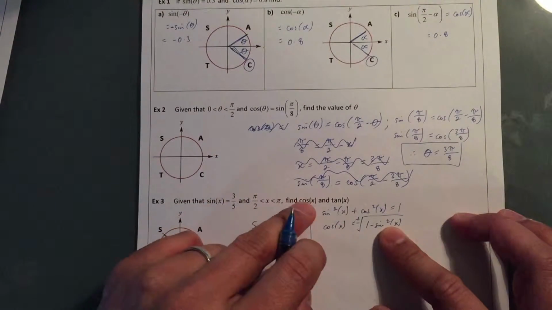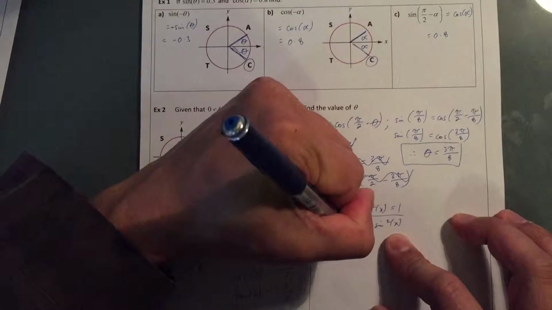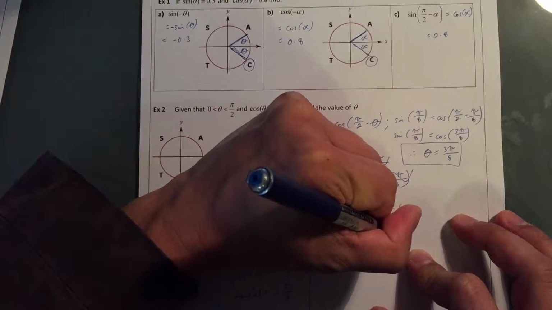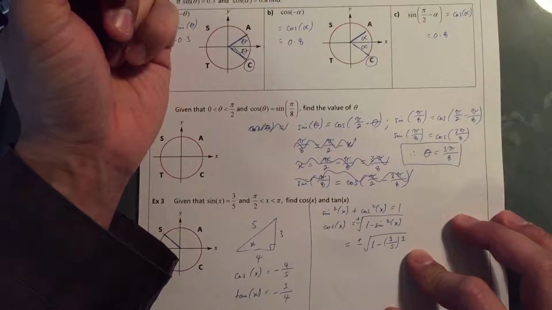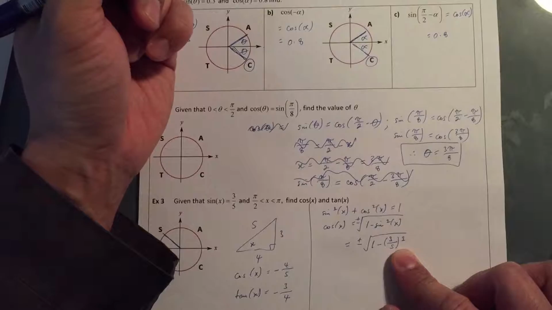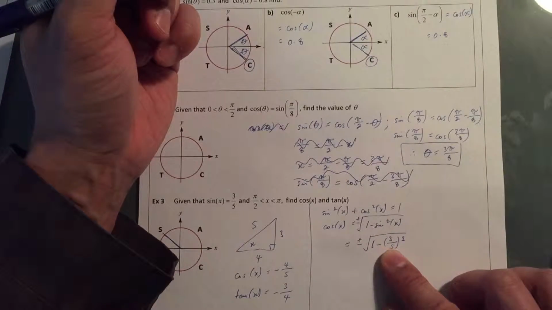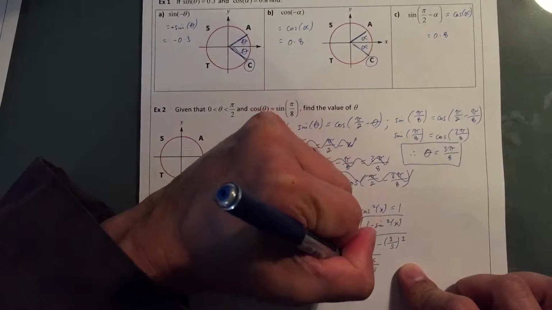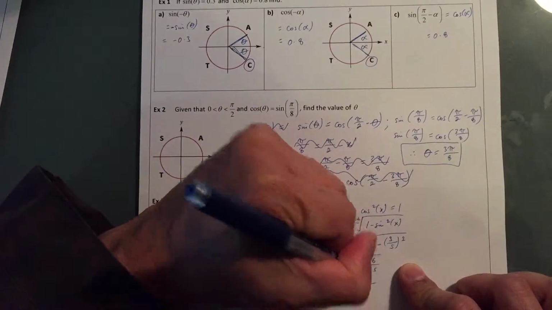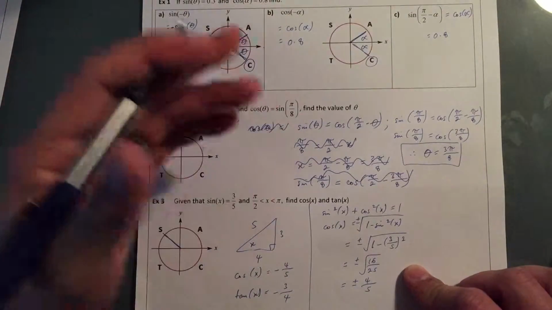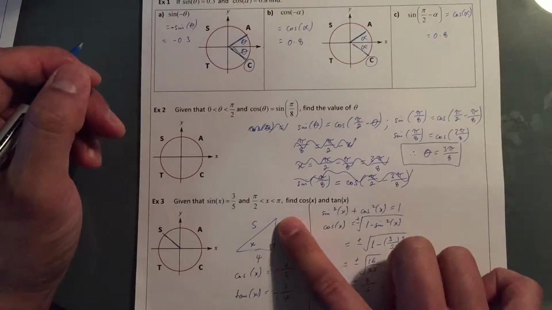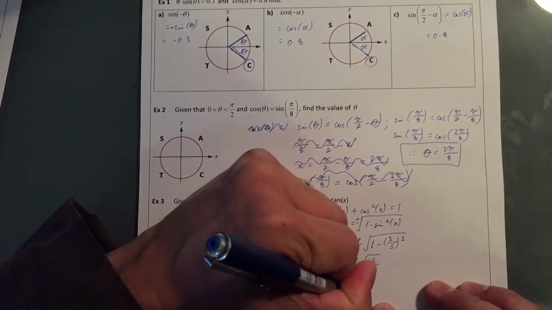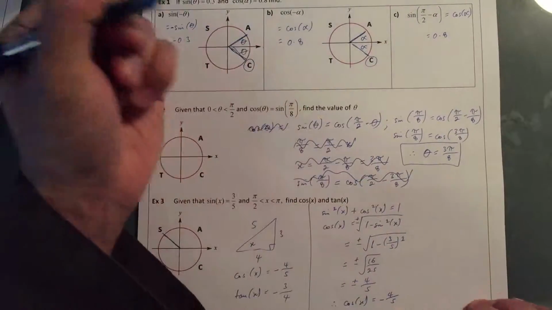Now, sine x is 3 on 5. So this is plus or minus the square root of 1 take 3 on 5 squared. 3 on 5 squared is 9 on 25. 1 take away 9 on 25 will be 16 on 25. So this is plus or minus 4 on 5. So this is using the Pythagorean identity, and of course, because we're in quadrant 2, only sine is positive, so we're going to say therefore cos x is negative 4 on 5.